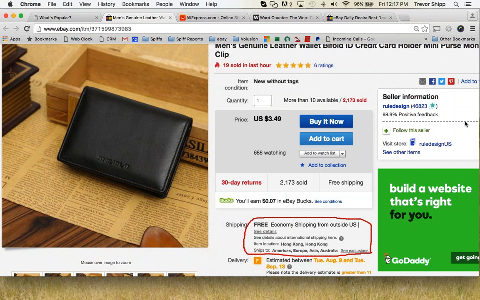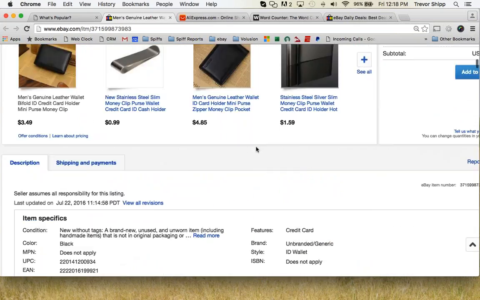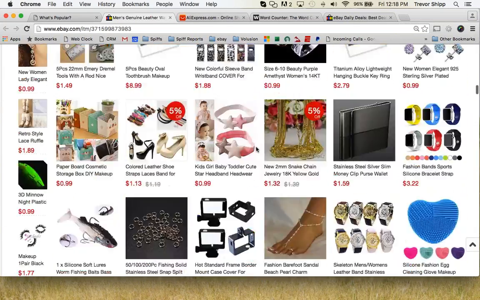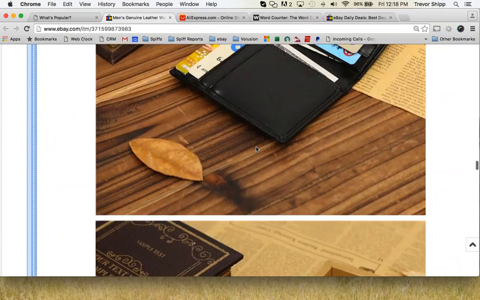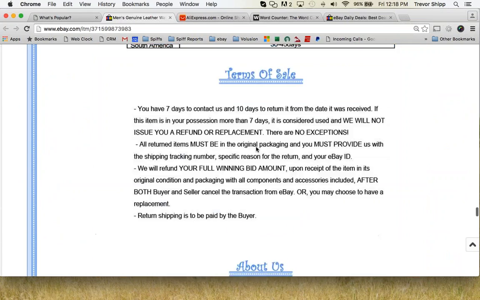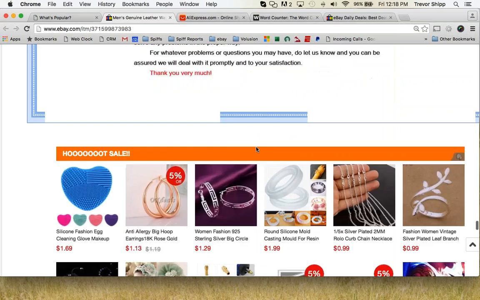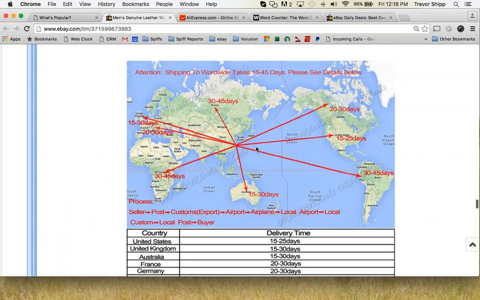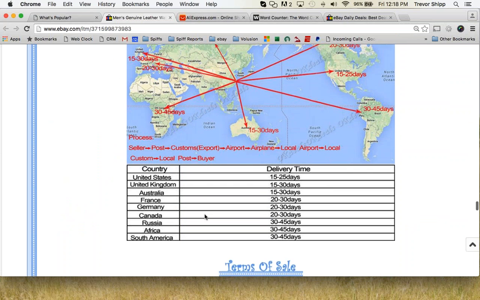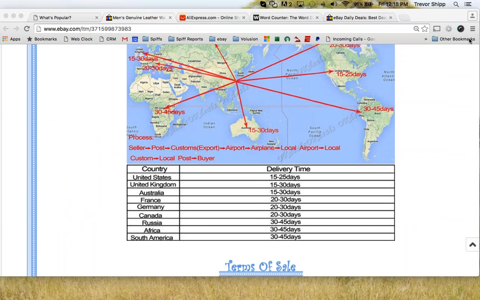Here's the problem with this leather wallet. While the price may seem very attractive, and it is, I'll bet the shipping time isn't great. So if I come down here and look at their policies and their shipping, here's pictures of the leather wallet. It's a nice looking wallet. See if we can find their shipping information. Here you go. Shipping. If I'm in America and I'm buying, it's going to take how long for me to get my product?